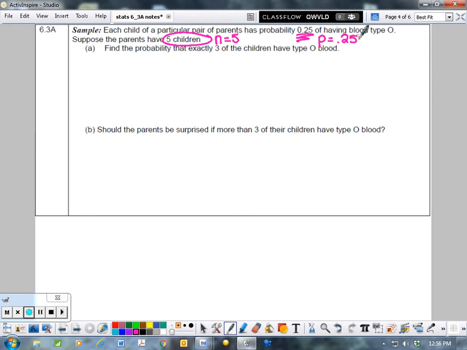Find the probability that exactly 3 of the children have type O blood. So I want to find the probability that X is 3, that 3 children have type O. I have 5 children, and I want to know the probability that 3 have type O blood. The probability of success of having type O is 0.25. I want 3 of the children to have that, which means the probability of not having type O blood is 0.75, and I want 2 of the children to have that.